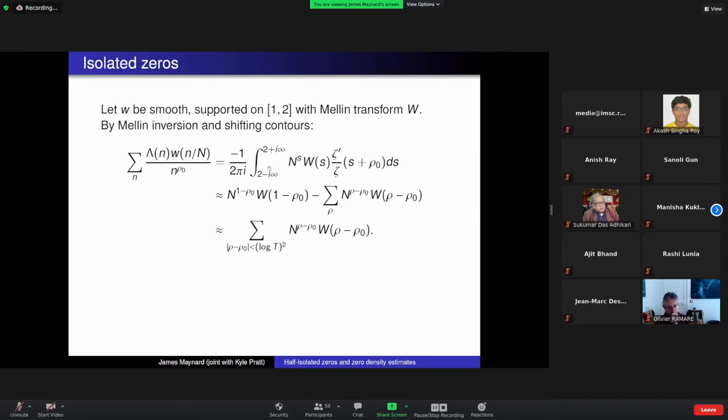But since I've assumed that my function little w is smooth and nice, this means the Mellin transform capital W has very rapid decay. And so it turns out that essentially all the terms coming from these residues are completely negligible unless the argument of capital W is very small. And this means that up to some tiny error, this whole quantity basically reduces down to a sum over zeros which are very close to our original point, rho 0.